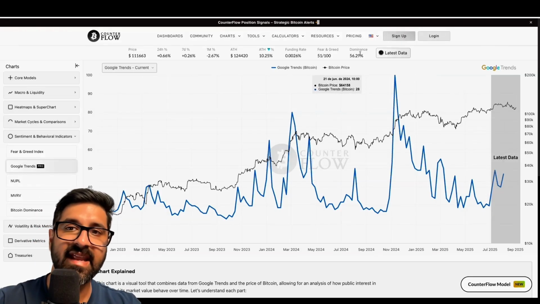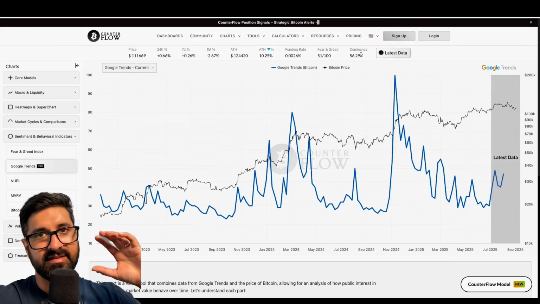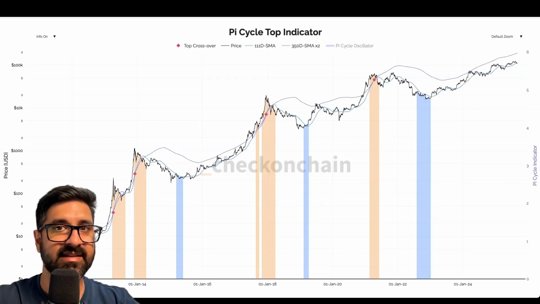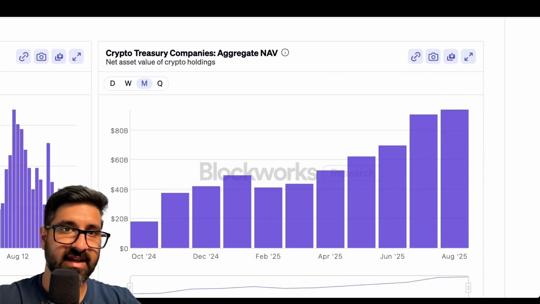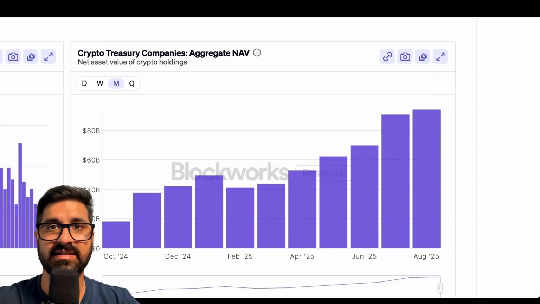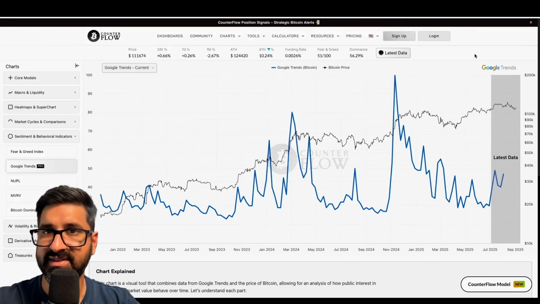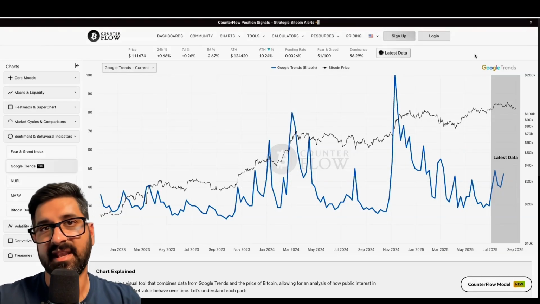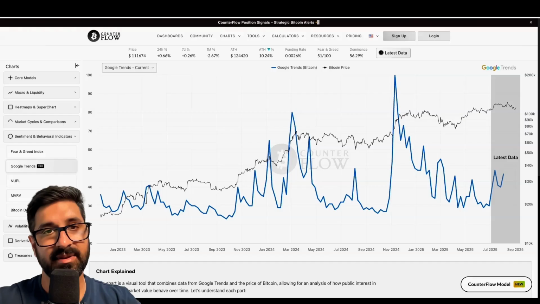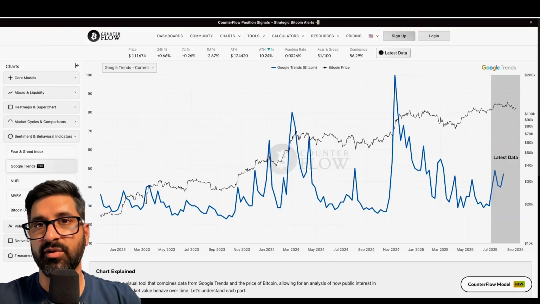So again, if we're trying to understand, we've got this technical indicator suggesting that we may still have room to move to the upside. We're seeing that structural bid come in from treasuries in a way that we haven't seen before. And we're also seeing that potentially retail really isn't participating in a huge way. It does set the scene for us to understand that, okay, well, maybe there is still a little bit of room to move in this market.